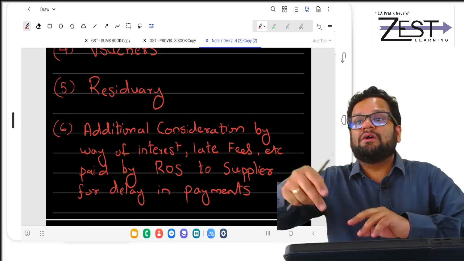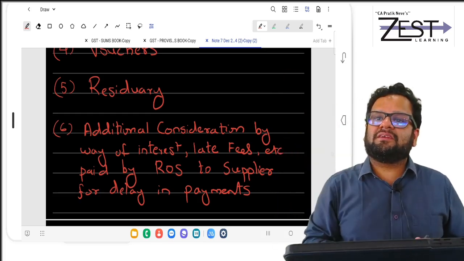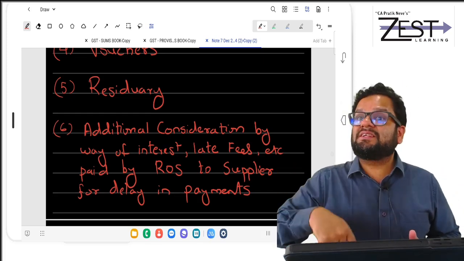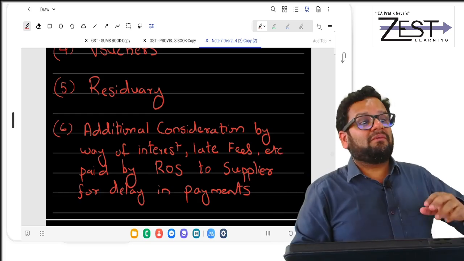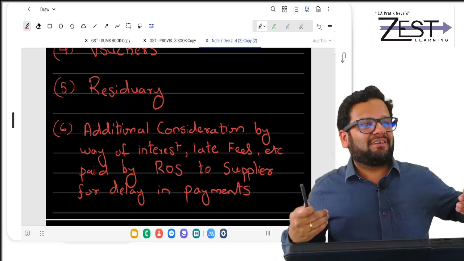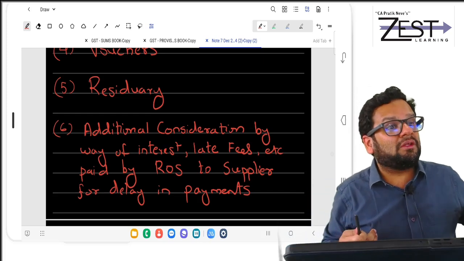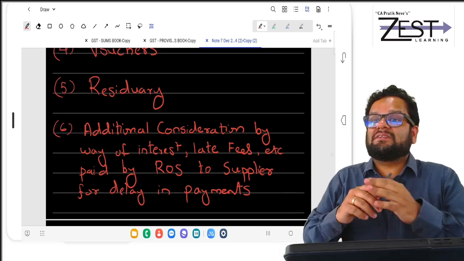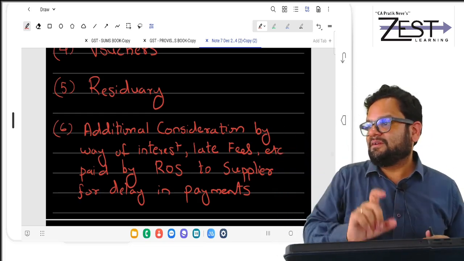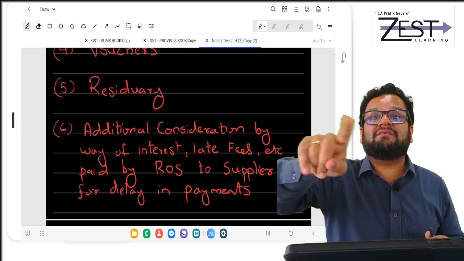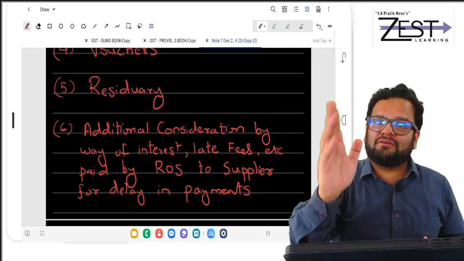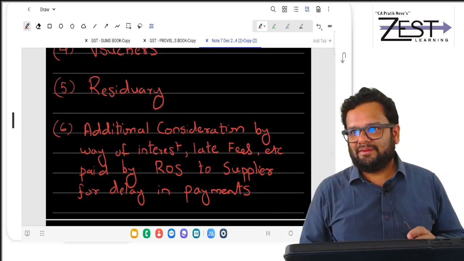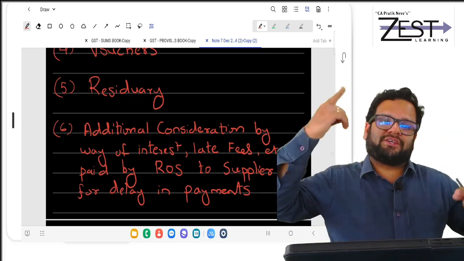So 12.2. If I am giving services, then what will I select? 13.2 if it is FCM. But if I am receiving services on which tax is payable on reverse charge, then what will I select? I will select 13.3. Why 13.3? 13 is for services, 3 is for RCM. So that way I have to do the selection.